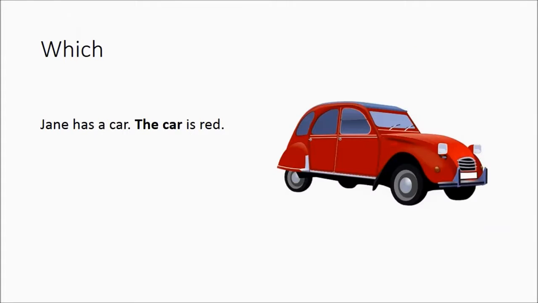Moving on to example number 2. Again, you can see two simple sentences. Jane has a car. The car is red. We will combine these two sentences into one. And because the car is a thing, you will substitute it with the relative pronoun which. This leaves us with: Jane has a car which is red.